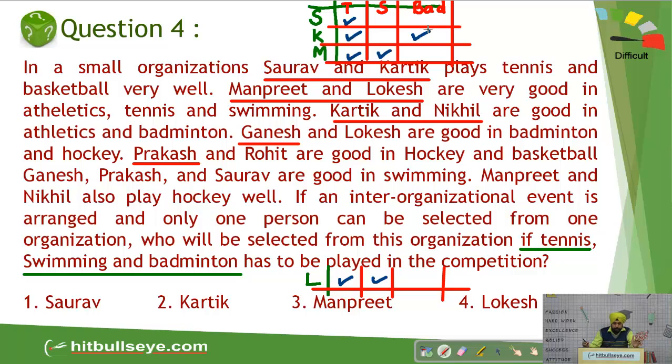Nikhil, we are not marking. Ganesh, we don't need. Lokesh is good in badminton and hockey. And here you can stop because all the 3 ticks have come in front of the player Lokesh. As the question cannot have 2 answers, you can stop here and mark the answer as Lokesh. So students, you can see there are 8 people, maybe 9 people, and we needed only 4. There are 7 games, and we require only 3. We focus on only those. So let's move on to the next question.